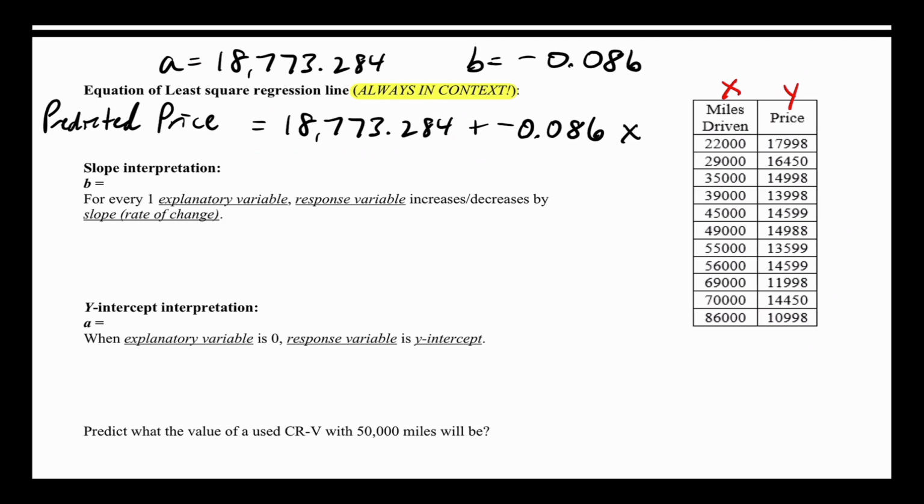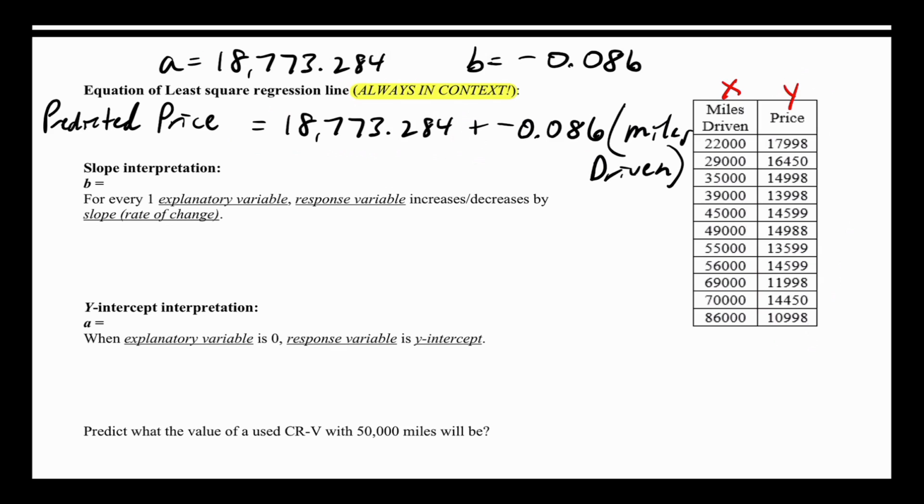What does X represent? Miles driven. So instead of X, I'm going to put parentheses, and I'm going to put miles driven. Close parentheses, I'm done. I don't have any A's, B's, X's, Y's like you do in a regular math class. I have what they actually mean because they actually mean something. X and Y always mean something in statistics, right? So that's what I mean by in context.